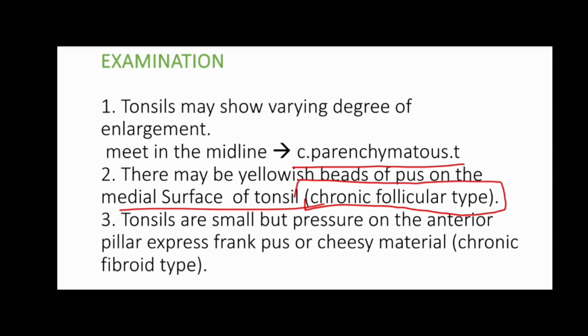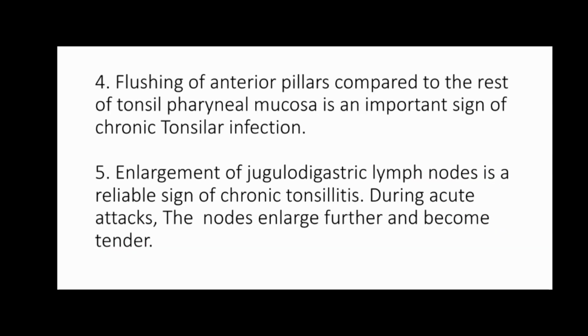And if the tonsil is small but infected, and pressure on the anterior pillar expresses frank pus, it means it's a chronic fibroid type. Okay. And flushing of the anterior pillars compared to the rest of the pharyngeal mucosa is an important sign of chronic tonsillar infection. In chronic tonsillar infection, flushing of the anterior pillar is seen.